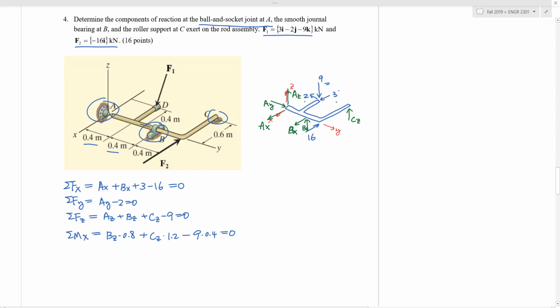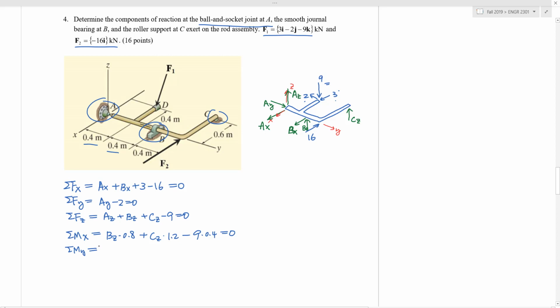The 2 kilonewton force passes through the x-axis, no moment. This one right here, the 3 kilonewton force parallel to x-axis, no moment. 16 kilonewton force parallel to the x-axis, no moment. So that's everything about x-axis. Moving on to the moment about the y-axis.